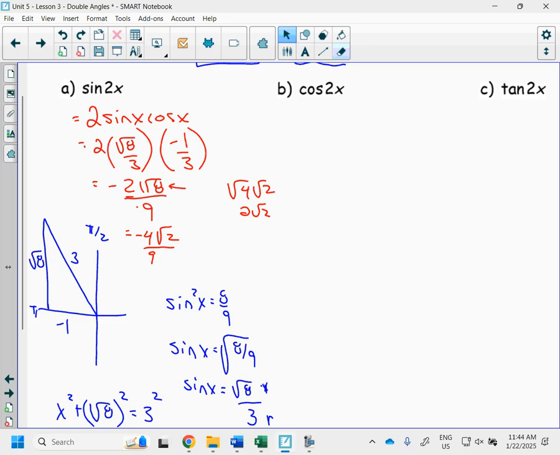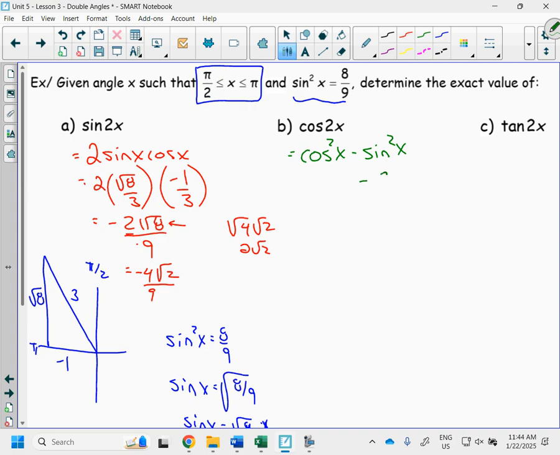Okay, let's do cos. Cos, we have three choices. I'm going to use cos squared minus sine squared. The reason I'm using that one is I already know what sine squared was. It told me in the question it was 8/9. Right? That's what this says right here. So cos squared is my x value, -1, over my r value, which is 3. I'm going to square that. So we got 1/9 minus 8/9. In this case, -7/9.